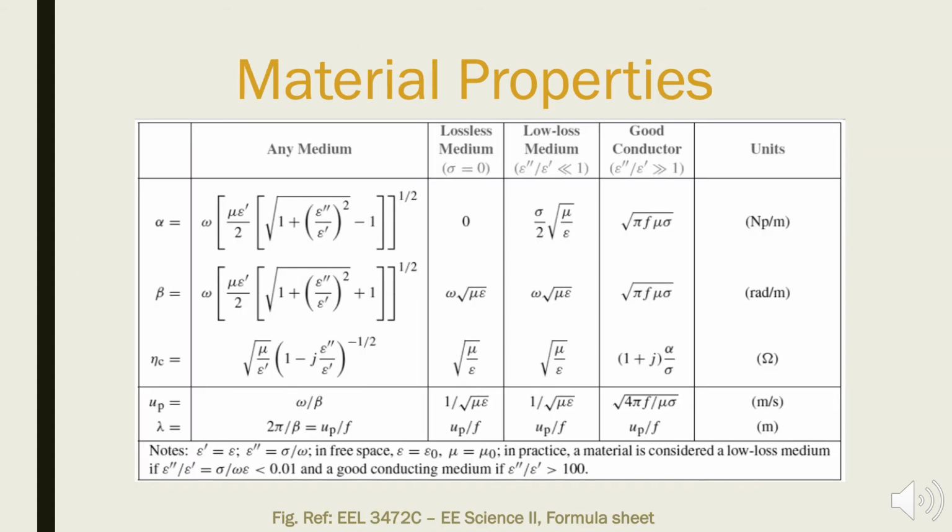In the imaging technology mentioned in the previous slide, it is possible to categorize the different properties of materials, especially lossless, less lossy, and materials in different groups as a good conductor. The table is familiar to everyone and is quoted from the EEL 3472C EE Science 2 formula sheet.